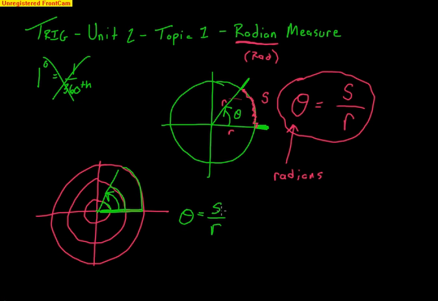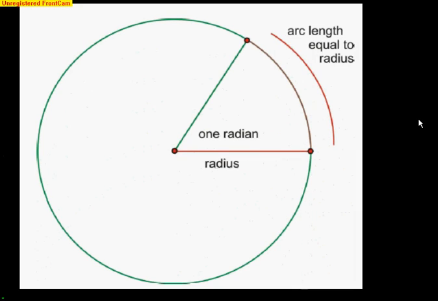So let's try to understand exactly what 1 radian is. Think about this right here. Here's an example, and this actually shows you what 1 radian is. Remember again, radians of a circle is based on the arc length divided by the radius. So think about this.